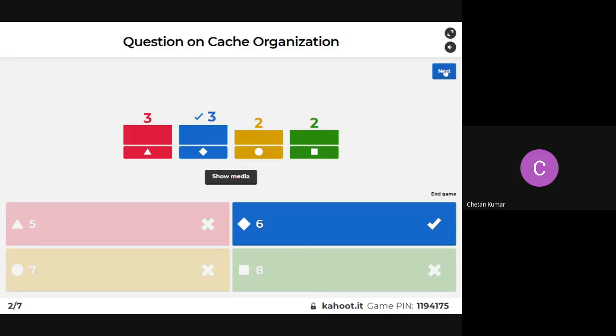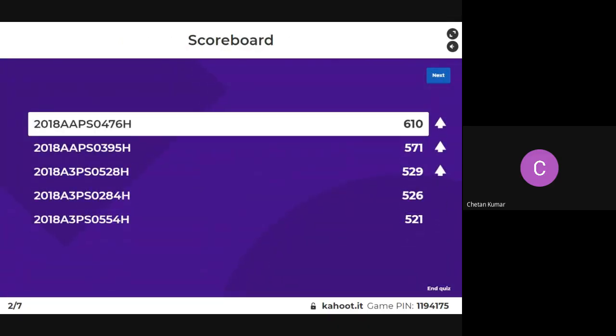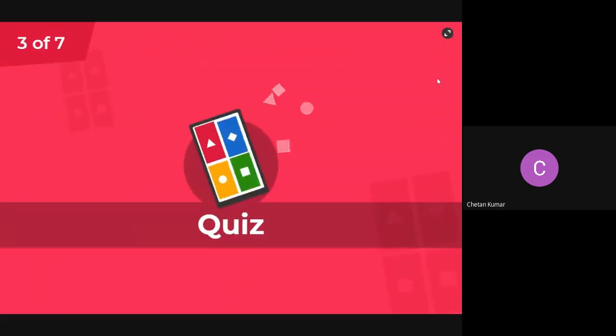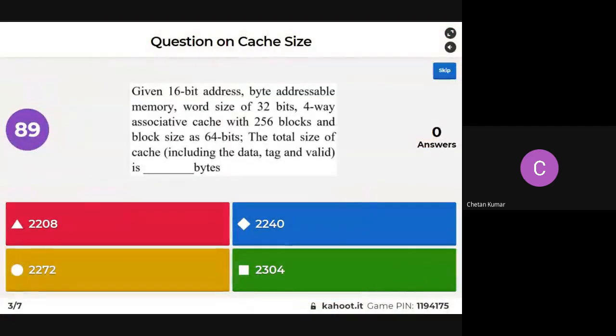Let me move on to the next. Before that, let's see if there is any change. New toppers have come: 476, 395, 528, 284, 554. That's the current status now. Later on, we'll get easy problems, but initially you'll get tough problems only. This one is on cache size calculation. Again, a bit tricky.